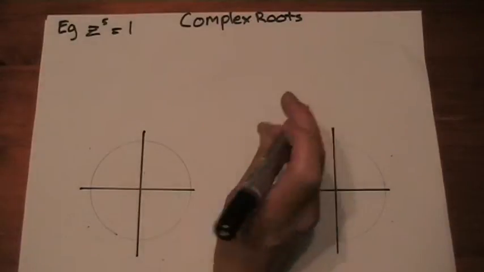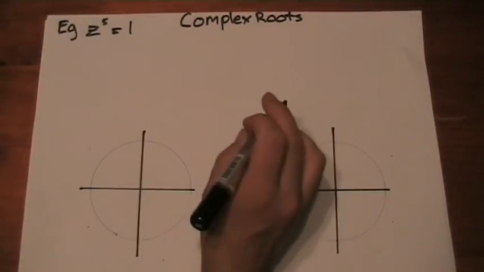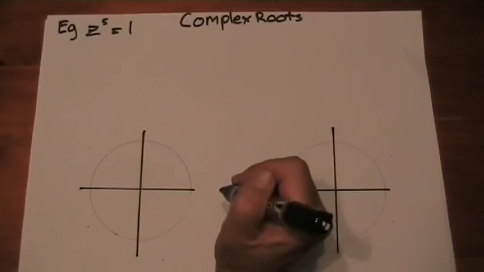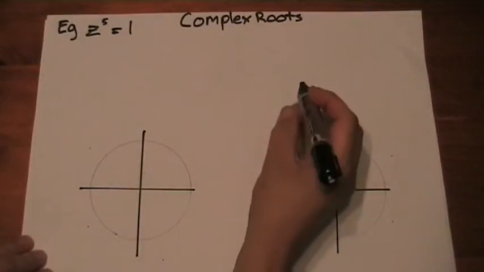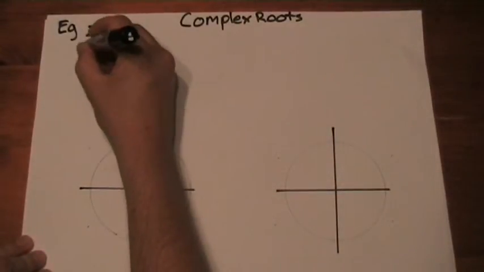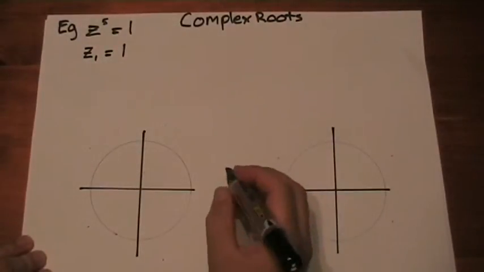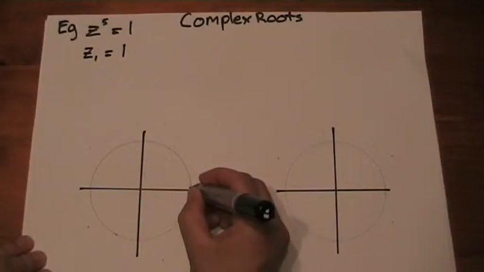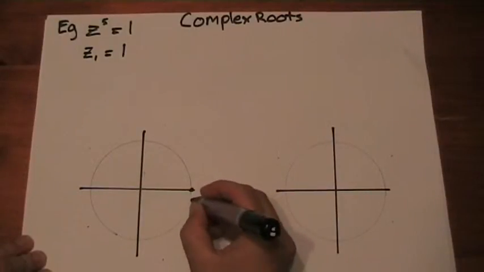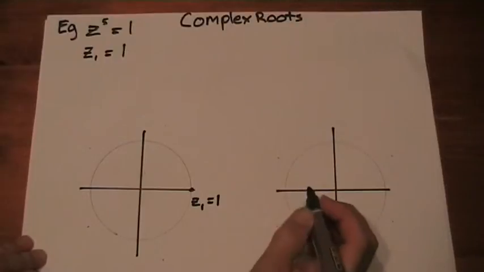First, I need to find just one root, a fifth root of 1. An obvious root is 1 itself. So I can start with one root being 1, as 1 to the 5 is 1. I'll plot that root on the Argand diagram down here. z1 is equal to 1.